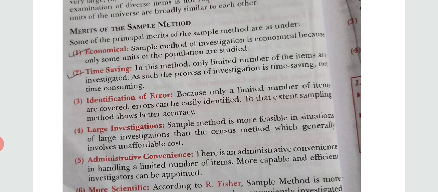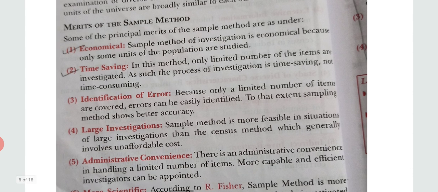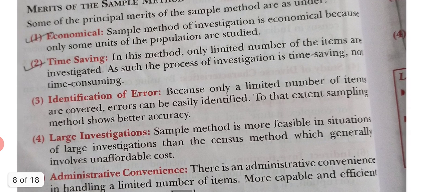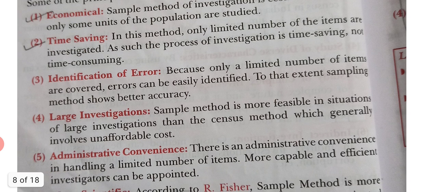Third is investigation of the error. In the sample method, only a few items are selected. As I said, out of 2000 students, only 200 students are selected. So if there is any mistake in the data collection, in the information collected from the items, then we can check the mistake and rectify it.